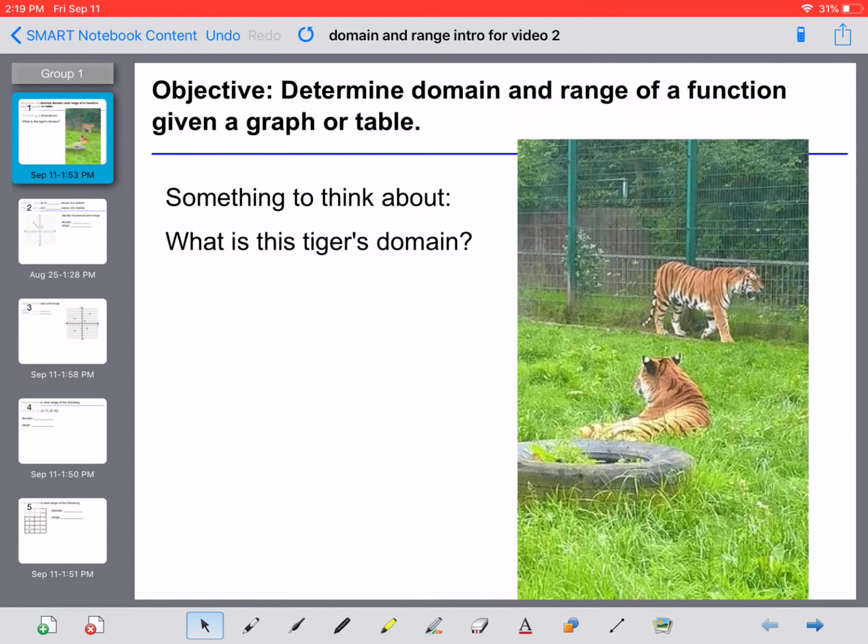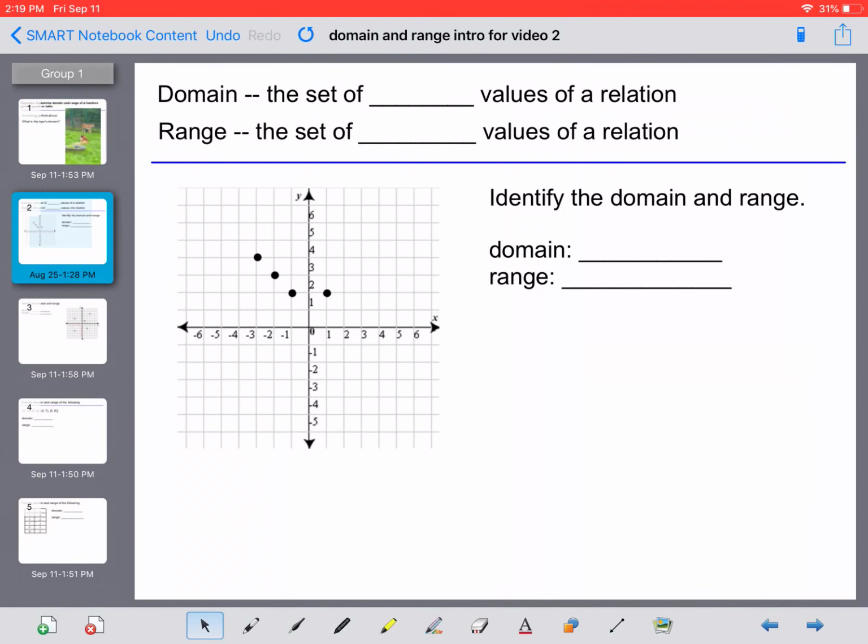And that's the idea we're going to keep when we talk about functions. When we talk about domain and range, we're going to talk about where is a function allowed to go and where is it allowed to be. So that being said, let's take a look at our first example. But before we do that, we should define what the domain and range are.